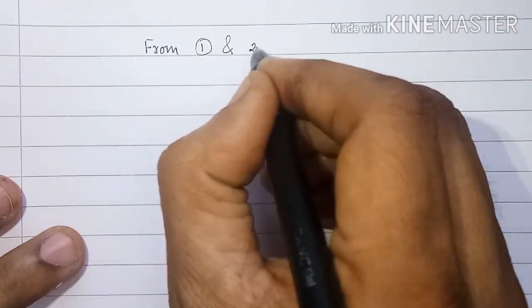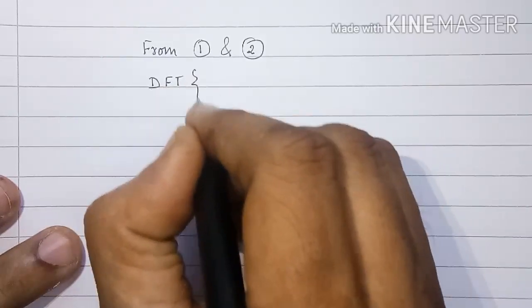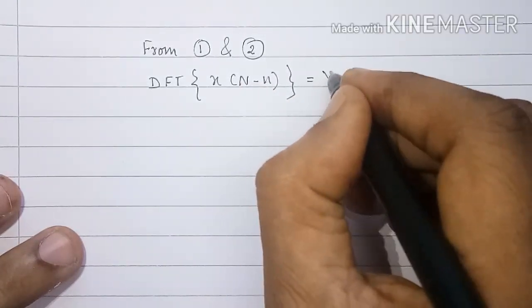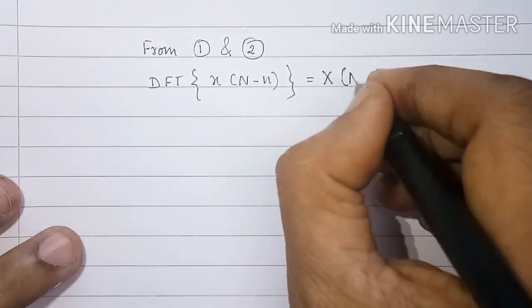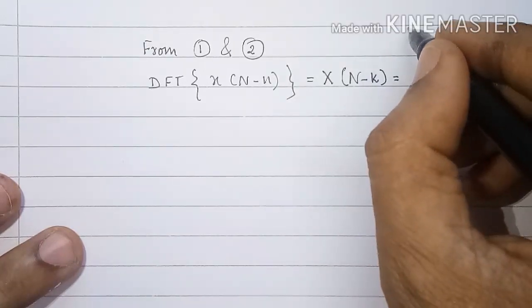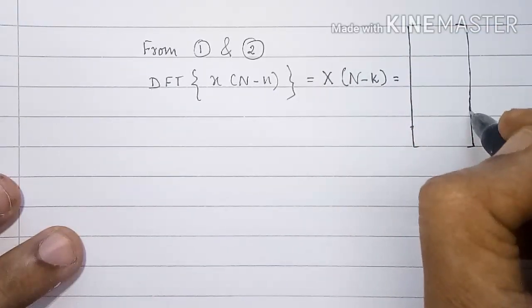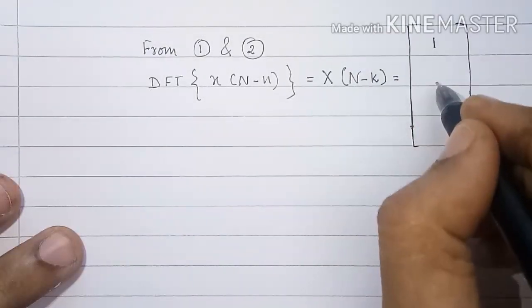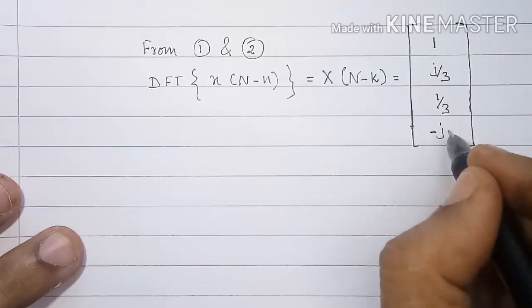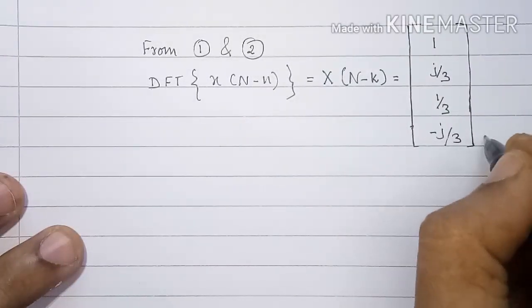From equations 1 and 2, we get DFT of x of N minus n equal to X of N minus k, that is equal to 1, j by 3, 1 by 3, minus j by 3. Hence, verified.